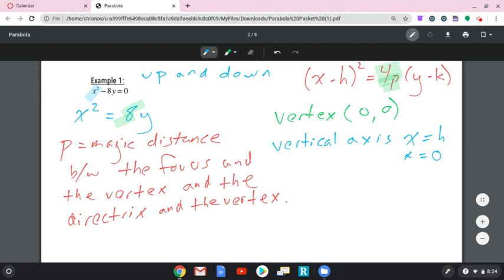So if I know that 4P is equivalent to 8, I know that P would have to be 2. I found that magic distance. So then that helps me now find the focus point and the directrix.